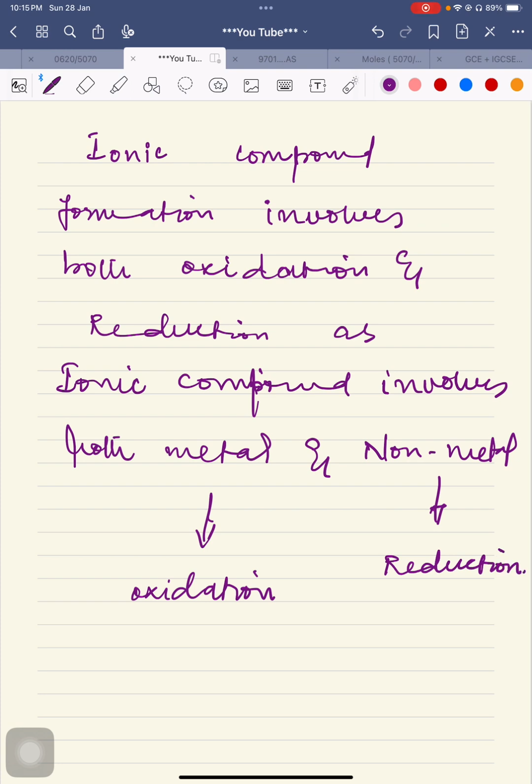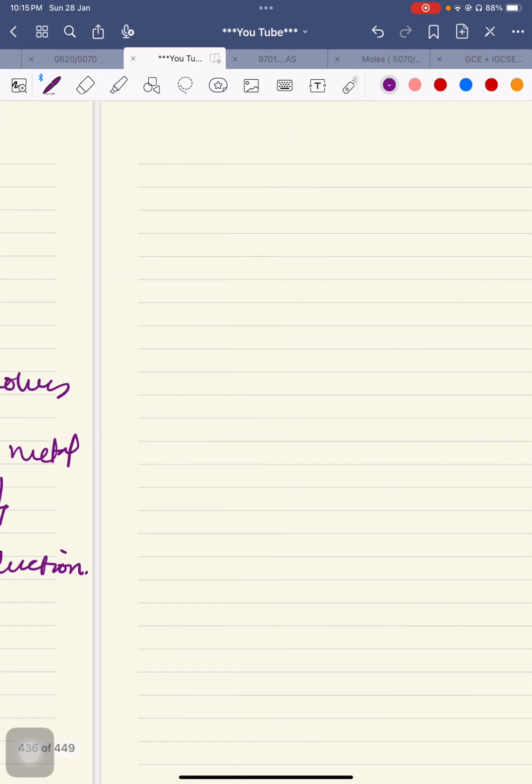Is that clear right now? This is the basic thing which you should keep in your mind: oxidation is happening with metals as they are losing electrons, and reduction is happening with non-metals as they are gaining electrons. So this was definition number one.